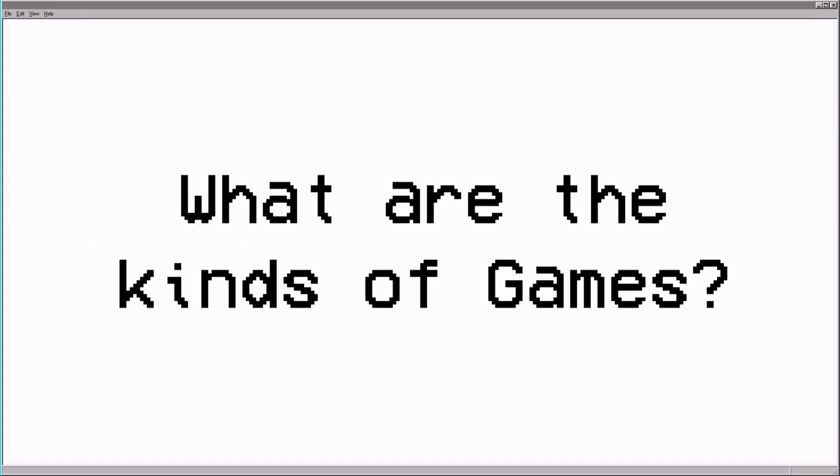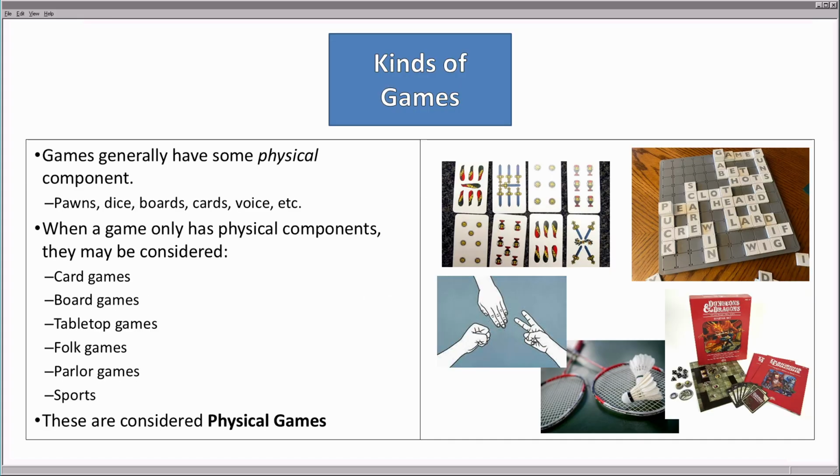While defining games and play is going to require more discussion, we can easily understand how important play is related to games. Based on how we play games, we can at least start defining the different kinds of games. We can start defining the kinds of games based on the things we are interacting with. All games generally have some physical component: pawns, dice, boards, cards, voice, etc.